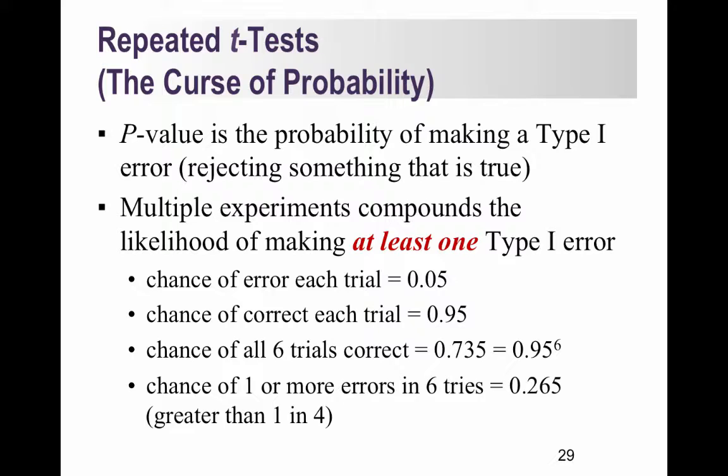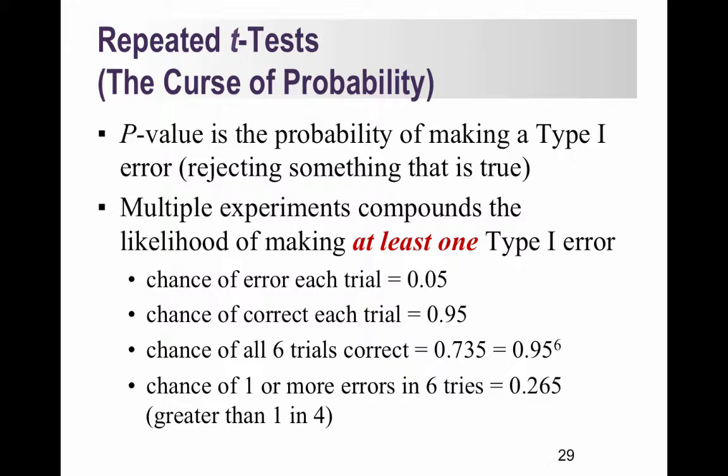So the flip side of all 6 trials being correct is that at least one error was made in the 6 tries. That's 1 minus 73.5%, or 26.5%, which is a greater than 1 in 4 chance. So there's a greater than 1 in 4 chance that we actually made at least one type 1 error in our 6 measurements.